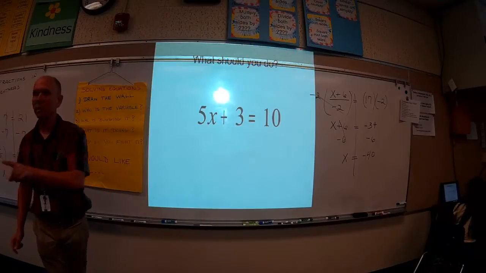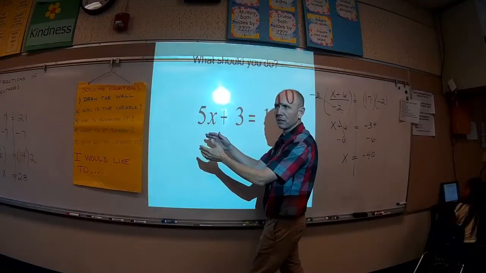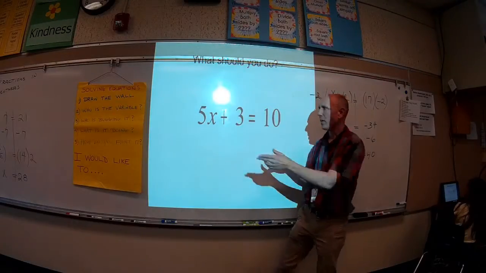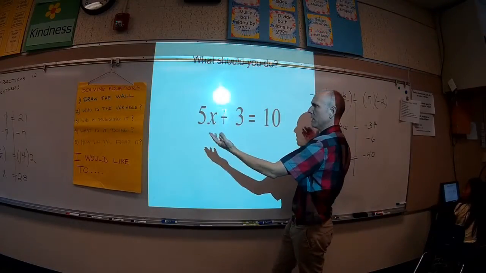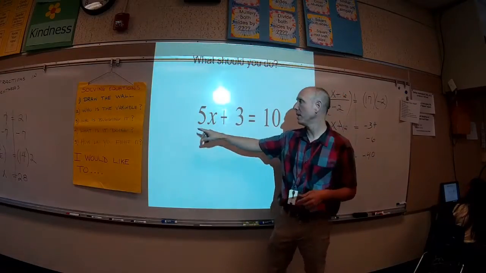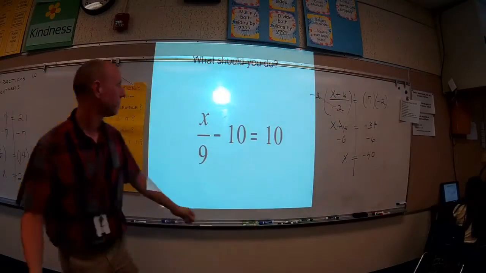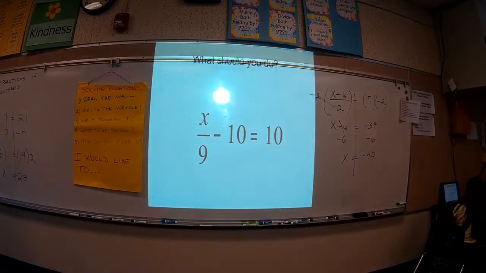Good. And I want you to see there's a difference there. I can't divide 5 by both sides. That doesn't make sense. How do I take a 5 and divide it by both sides? Doesn't mean I divide it by 3 and 10. I don't know. But I can divide both sides by 5. There's the difference there. Good. Next one. What would you like to do, Presley?